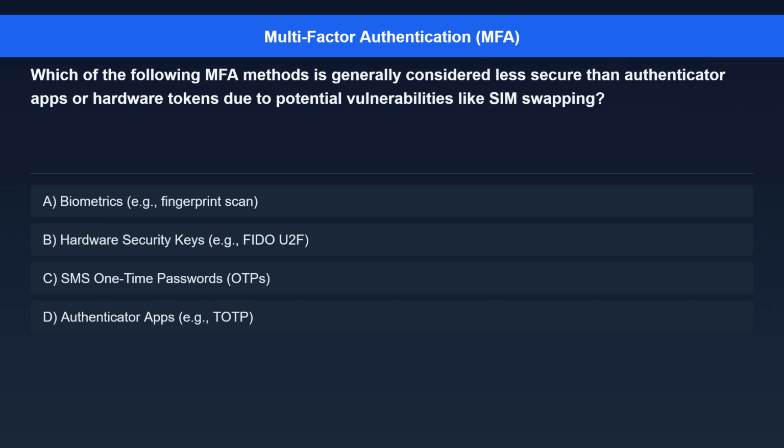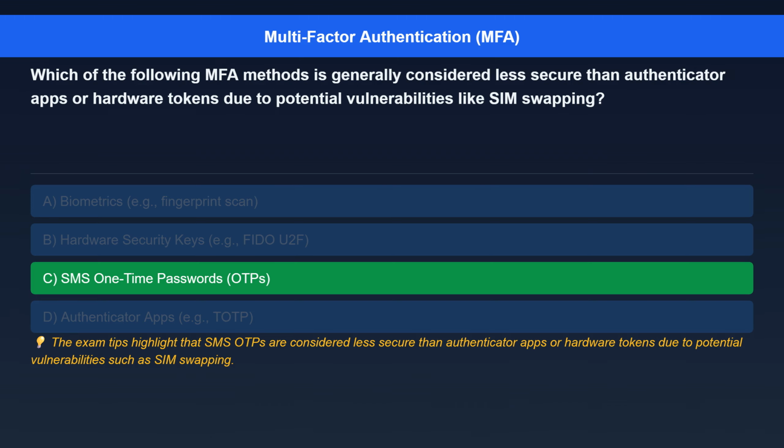Question 3. Which of the following MFA methods is generally considered less secure than authenticator apps or hardware tokens due to potential vulnerabilities like SIM swapping? Option A. Biometrics, e.g. fingerprint scan. Option B. Hardware security keys, e.g. FIDO U2F. Option C. SMS, one-time passwords, OTPs. Option D. Authenticator apps, e.g. TOTP.